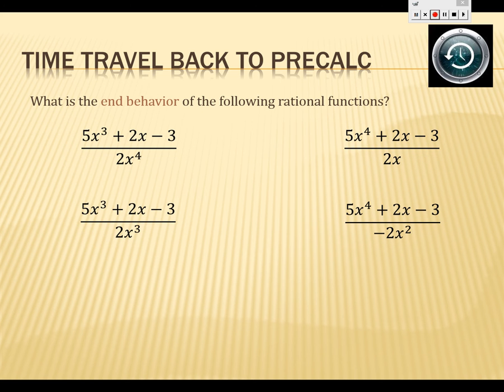Just as a matter of review, this should be review, I think. We're going back to PRECALC here for a second. I've got 4 rational functions here, and I'd like to think about the following limits. There are 2 questions for each one: what the limit is on both sides.